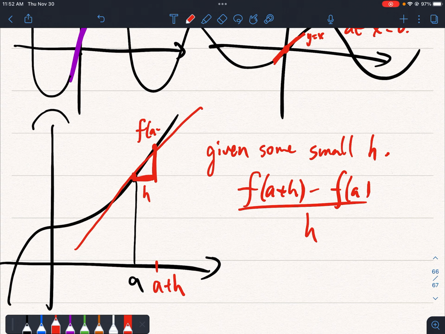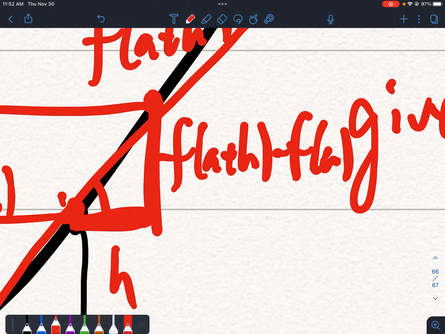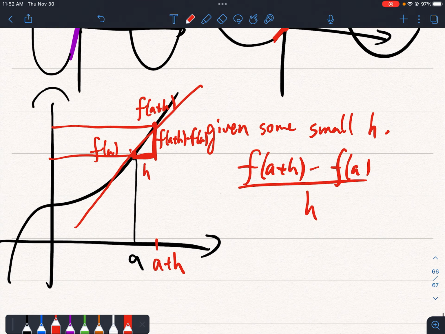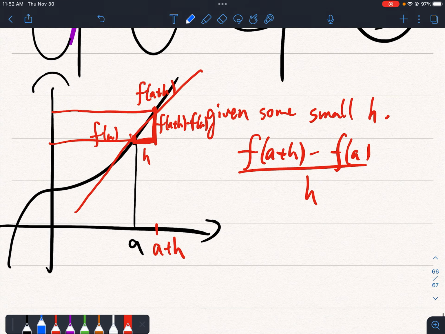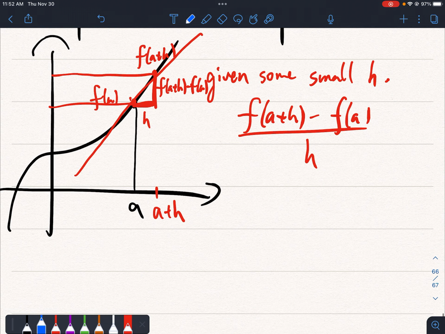You should have no problem, because the increment of x is h. The increment of y: this point is f of a plus h, and this point is f of a. I'm talking about the y value. So the increment of y would be f of a plus h minus f of a. If we look at this triangle, then the tangent of this angle is equal to the slope of the secant line. This is equal to f of a plus h minus f of a, the increment of y, divided by the increment of x, which is h.